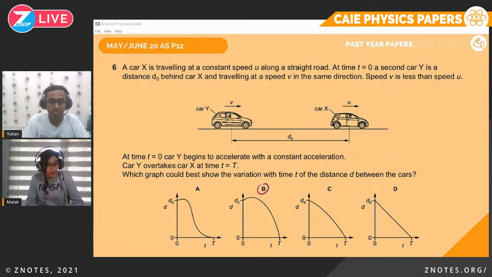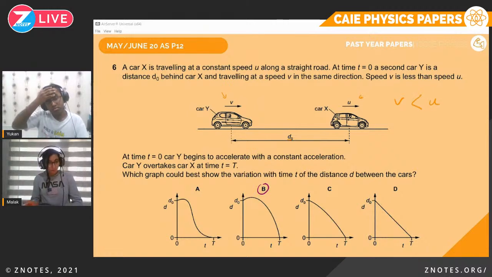A car X is traveling at a constant speed u along a straight road. At time t equals 0, a second car Y is a distance d0 behind car X. So now there's a car right here that's traveling at a constant speed, and there's a car right here that's traveling a distance d behind it. The speed v is less than the speed u. So if we write that down, we say v is less than u, right?